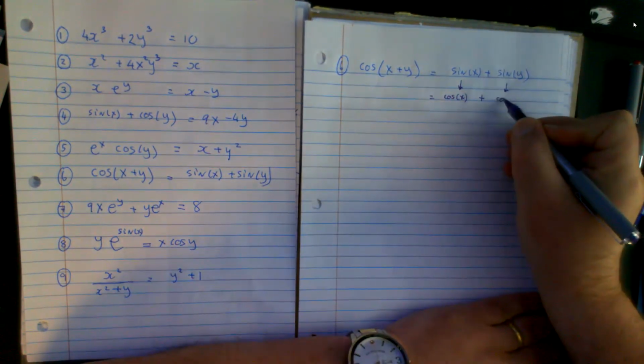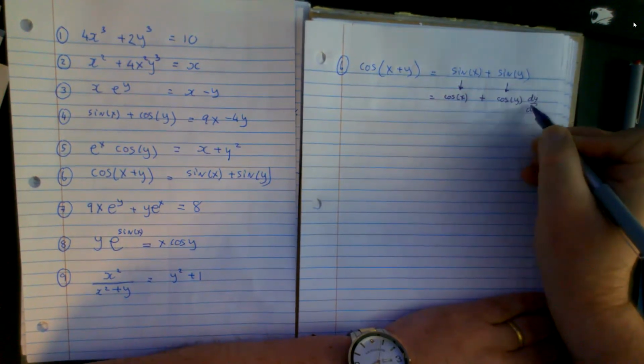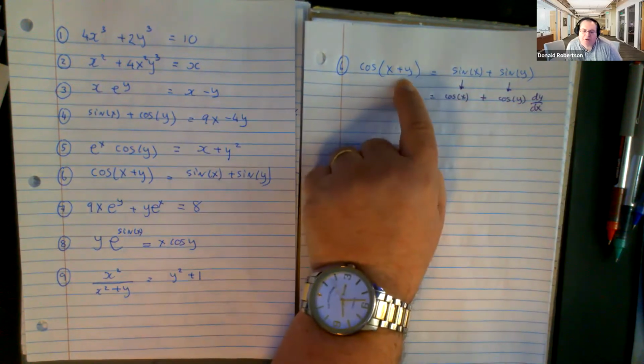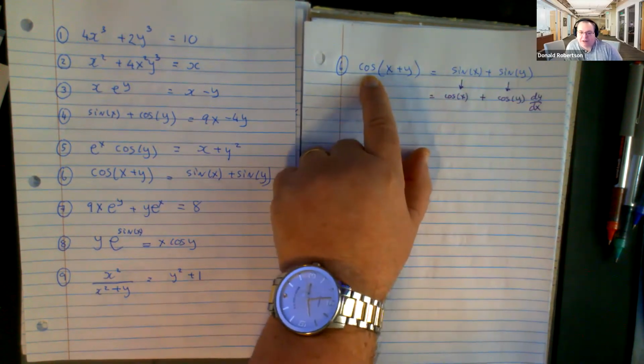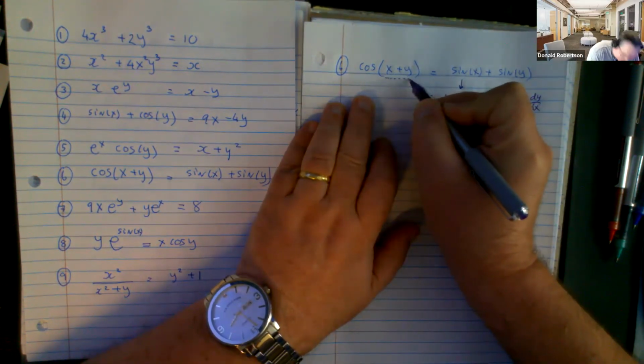Cosine y times dy dx. Okay. We've done enough of them, hopefully, to be comfortable with it. Now, you might think, why is this going to be a problem? Well, technically speaking, this is a chain rule. This here is my inside function.